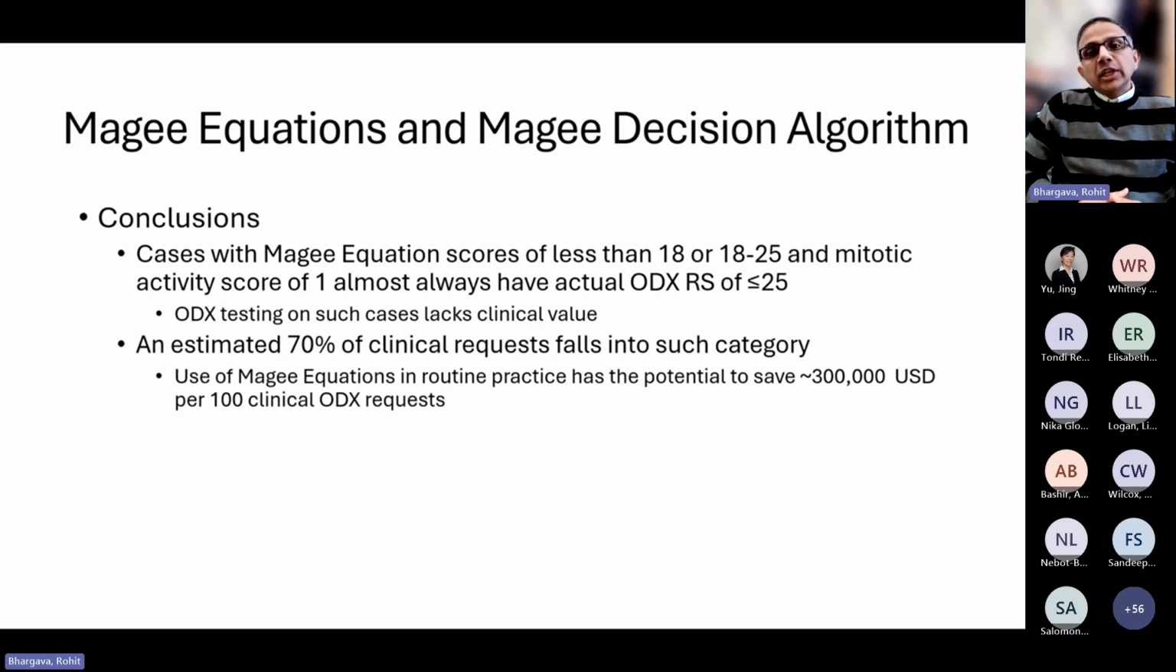So cases with Magee equation scores of less than 18, or between 18 and 25 and a mitosis score of 1, almost always have an actual Oncotype DX recurrence score of less than 25. Oncotype testing on such cases lacks clinical value. An estimated 70% of clinical requests fall into such a category. And if you just do the math, it has the potential to save close to $300,000 per 100 clinical test requests.